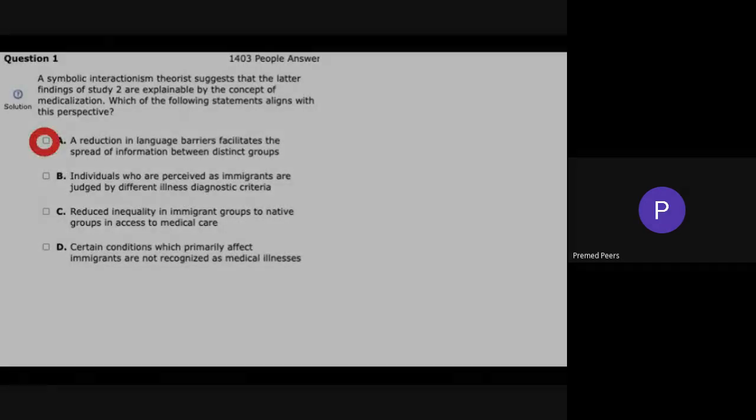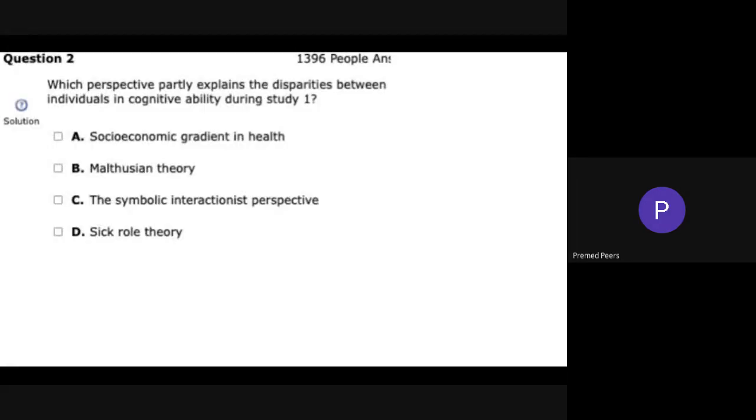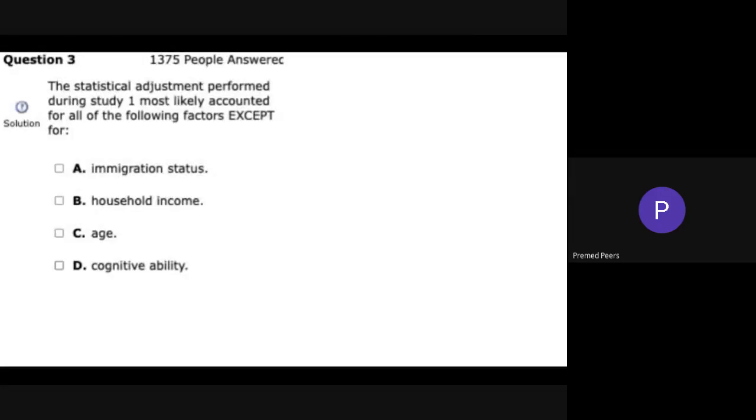Okay, so what did you guys put for this one? Okay, also A, that is correct. And this is the part where it's talking about how the impact is more pronounced in those with lower incomes. So that's all you had to catch.